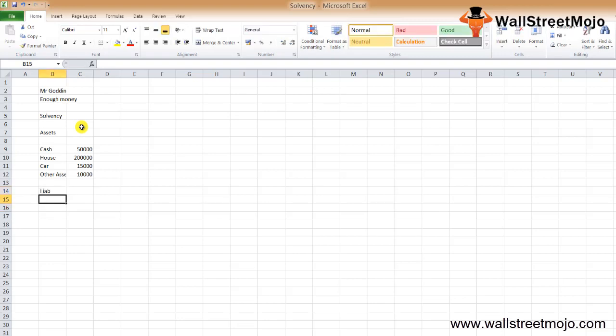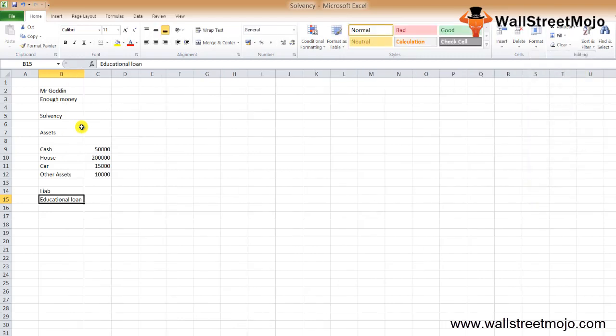Then there is liability. Let's say an educational loan for his first child that he must have taken, let's say 30,000. Then a mortgage on the house, if any he has taken, let's say 1 lakh. Credit card debt, if any, which is, let's say, 20,000. So Mr. Gordon now decides to find out how much total assets he owns and how much total liability he has to pay off.